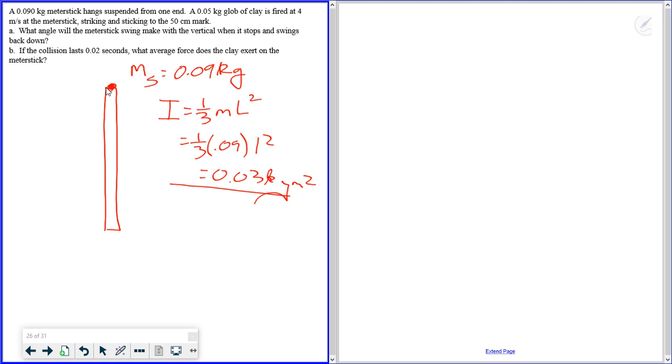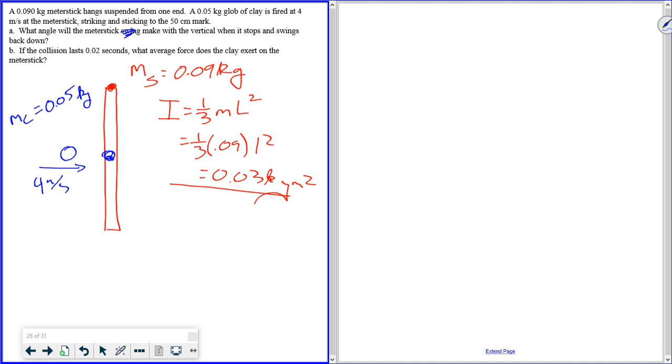Then you've got this glob of clay. The mass of the clay is 0.05 kilograms, and it's fired at 4 meters a second, and it strikes and sticks to the 50 centimeter mark. So the question wants to know what angle the meter stick will make with the vertical when it stops and swings back down.